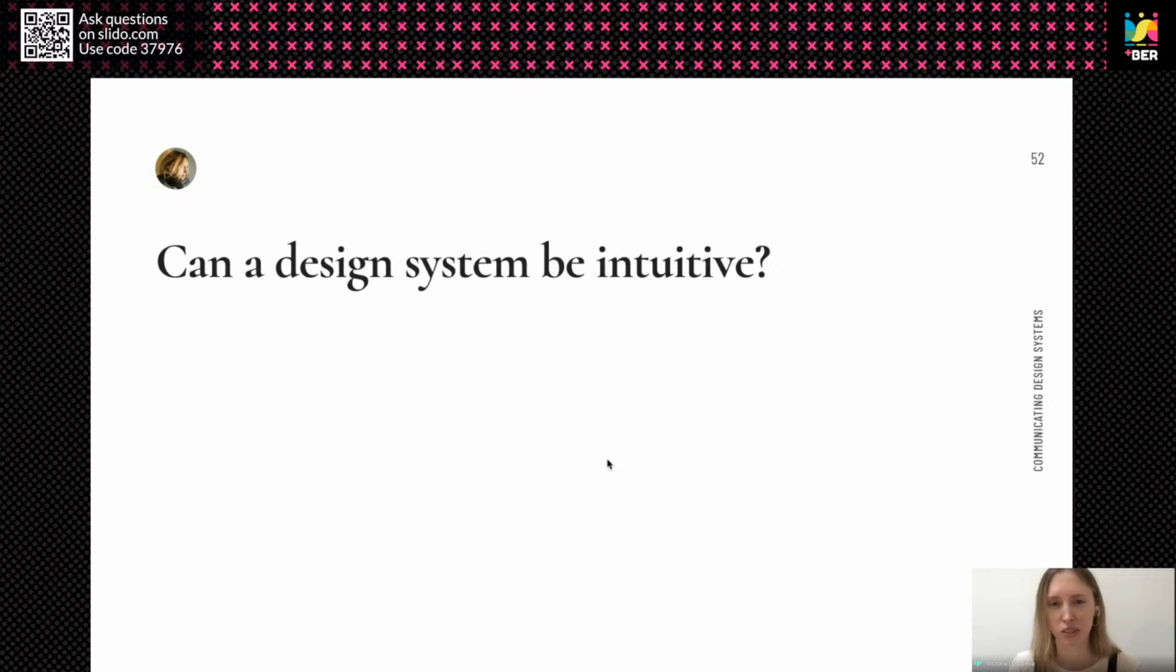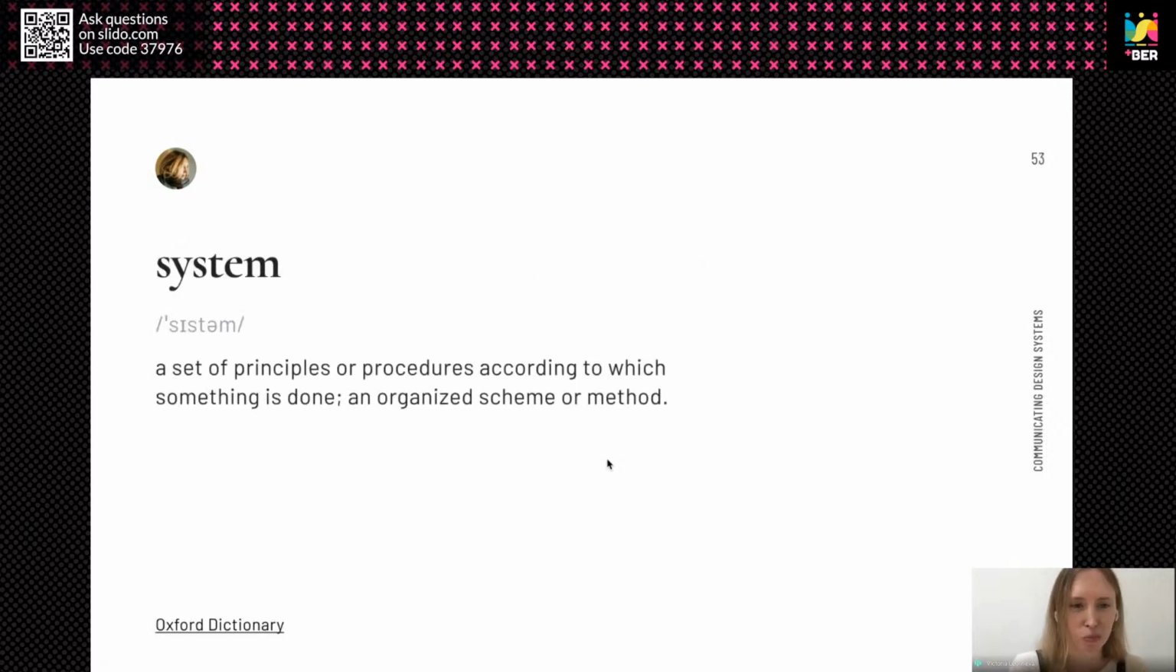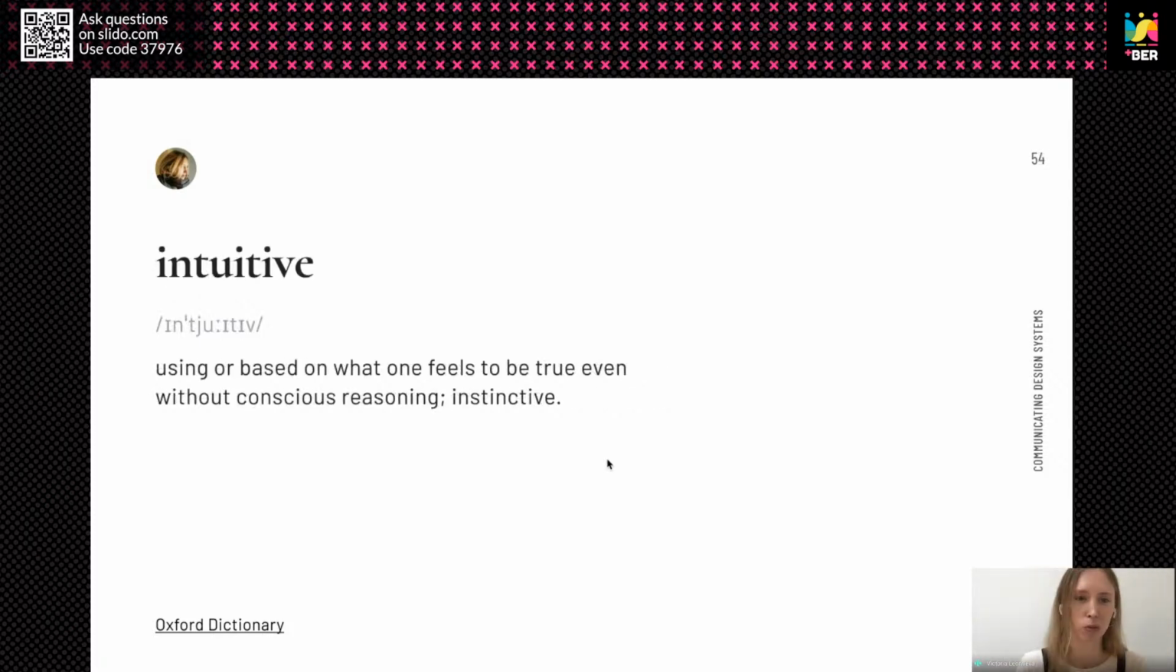So this is gonna be a little metaphysical here. Can a design system be intuitive? I think there was a lot of discussion in the design world where we're like, can an interface be intuitive? And a lot of people are like, yeah, interfaces are intuitive. But first of all, what is a system? A system is a set of principles or procedures according to which something is done, or an organized scheme or method. So a system is a way to bring order in chaos. And then intuitive is using or based on what one feels to be true, even without conscious reasoning, instinctive.